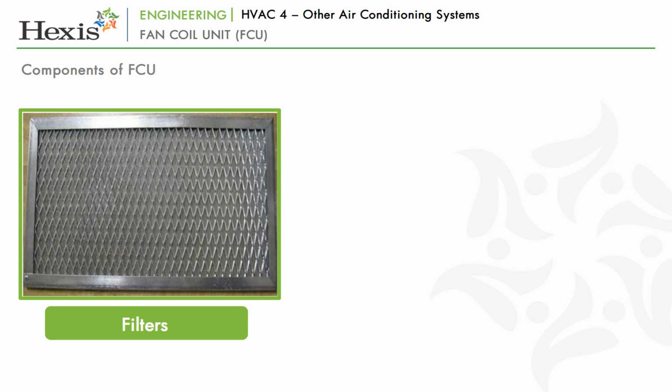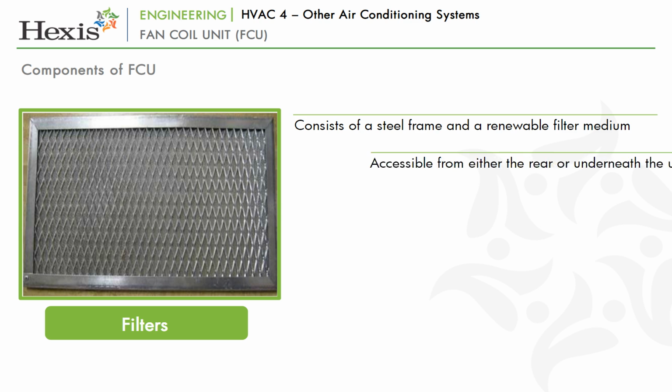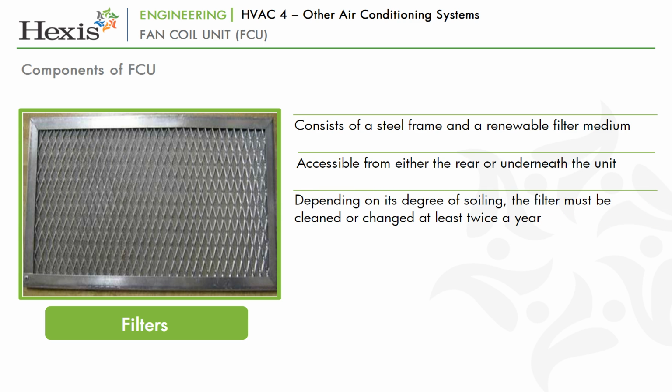Now we will study about FCU filters. Filter unit consists of a steel frame and a renewable filter medium. The filter is readily accessible from either the rear or underneath the unit. Depending on its degree of soiling, the filter must be cleaned or changed at least twice a year, since a soiled filter will increase the pressure loss.